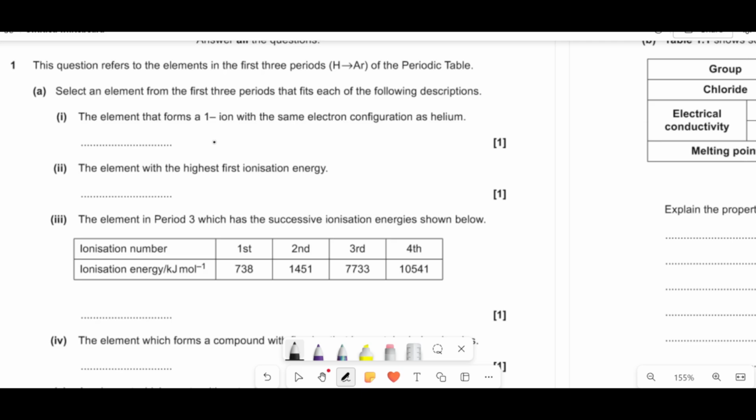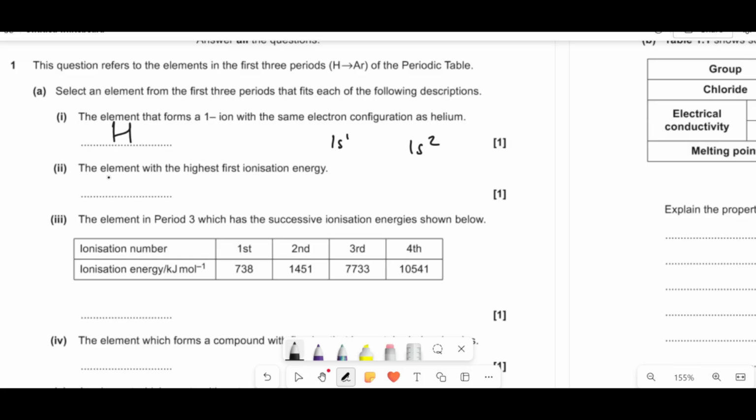So this question refers to the elements in the first three periods in the periodic table. Select an element from the first three periods that fits these descriptions. It forms a 1- ion with the same electron configuration as helium. Helium's electron configuration is 1s2, and it's forming a 1- ion. So whatever it was originally was 1s1, which is just hydrogen.